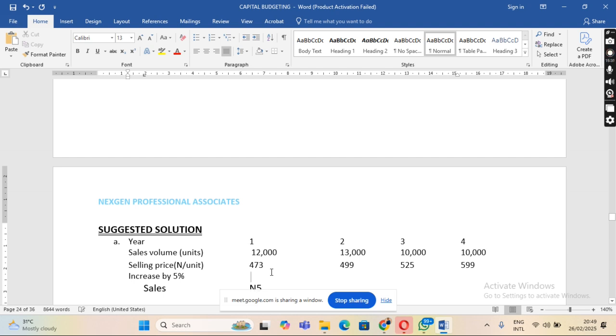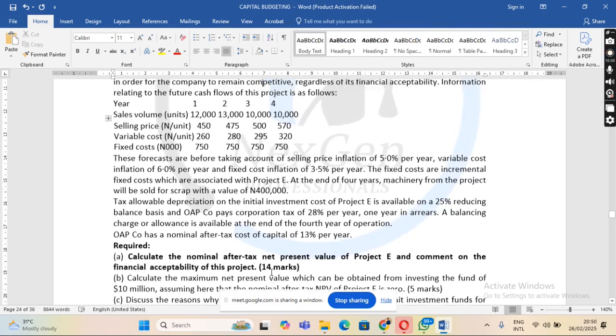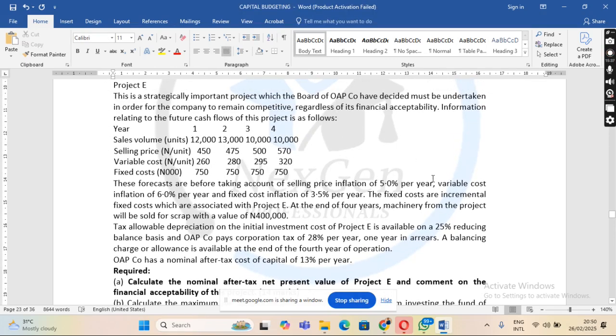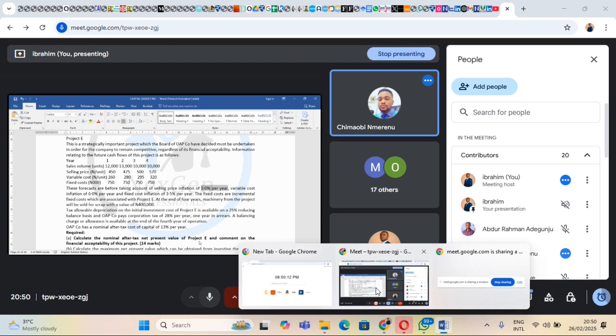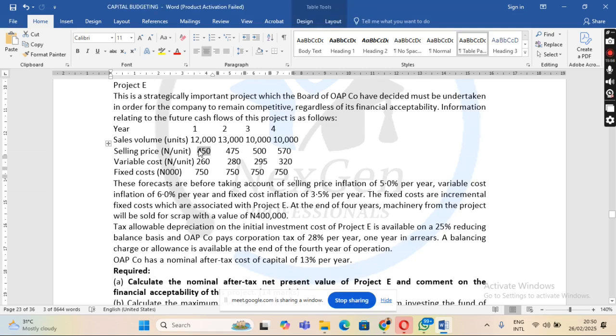Let me ask a question here. Now, how did you get 473? I need to understand something. What do you do to get 473? Can I answer? From the question, we were told that before taking account of selling price, inflation of 5% happened per year. So we increased each selling price by 5%.